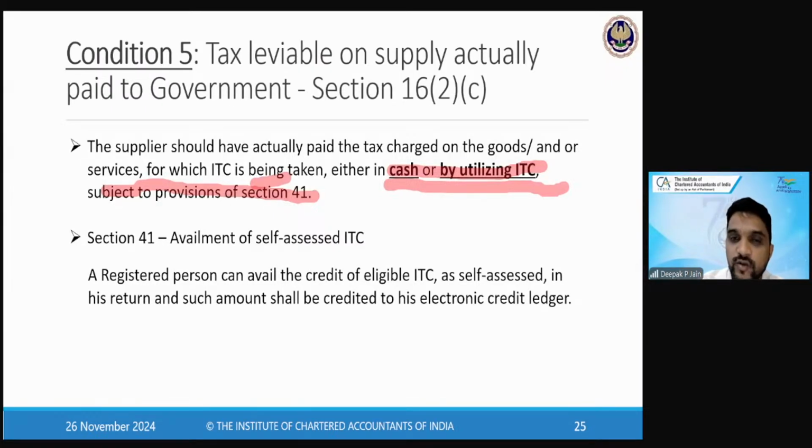Correct. If you have not utilized it, the credit was just availed and it was lying in your electronic credit ledger, running like that for so many years. You have paid your outward liability with some other credit. Say your credit on car purchase was 1 lakh and your electronic credit ledger always had a minimum balance of 1 lakh rupees. Then we can say this 1 lakh balance is from this wrong credit. I have never utilized this credit, I've only availed it. So as long as you have availed it, not utilized it, you can reverse it. No interest, no penalty.